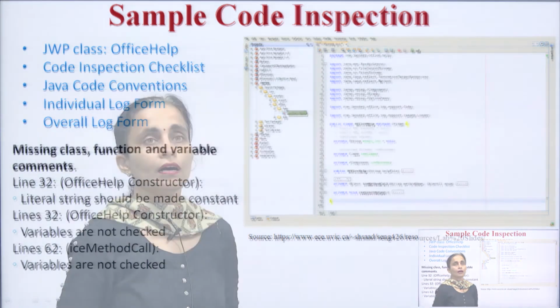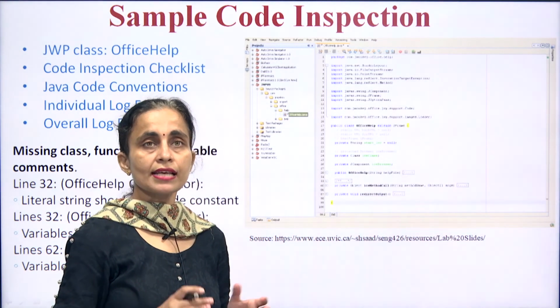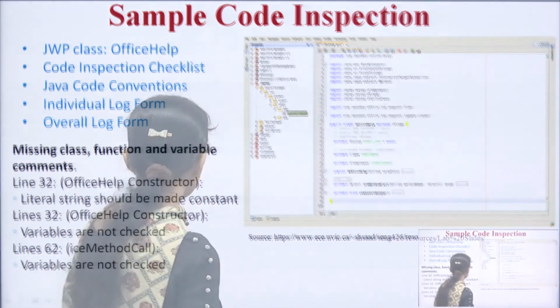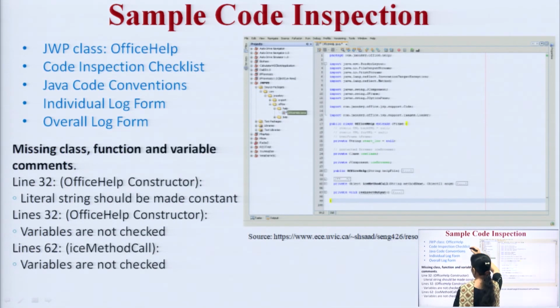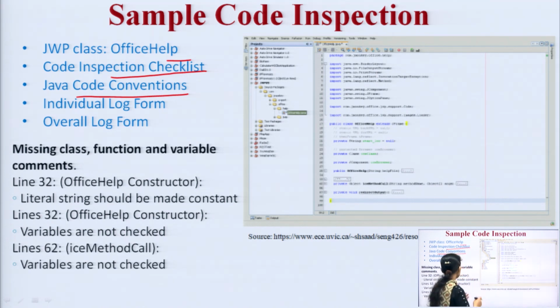Then we can say there is a sample code inspection. This code inspection by industry people, by various software testers, is done in the JWP class, that is, using Office Help, and the code inspection checklist is also prepared. Then different Java code conventions are used, an individual log form is generated, and then we derive an overall log form. This is a sample template being shared for the Office Help.